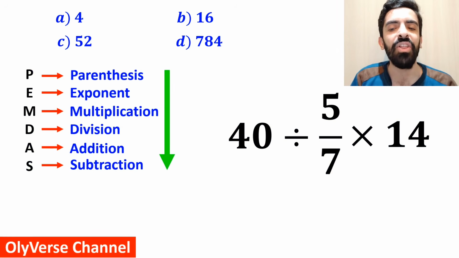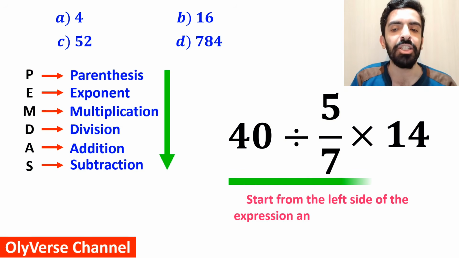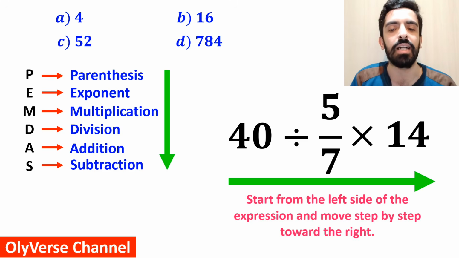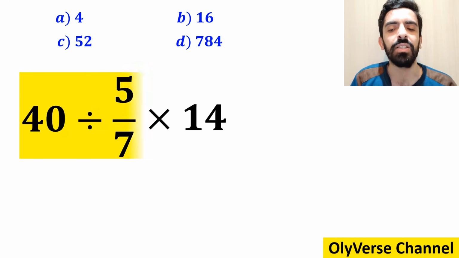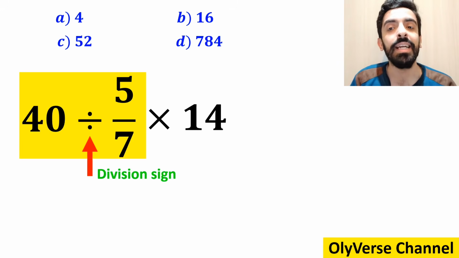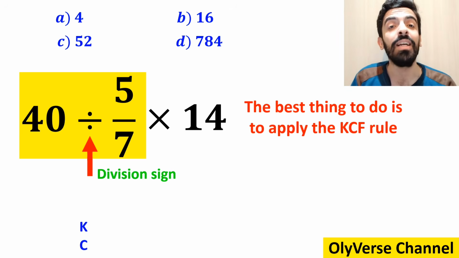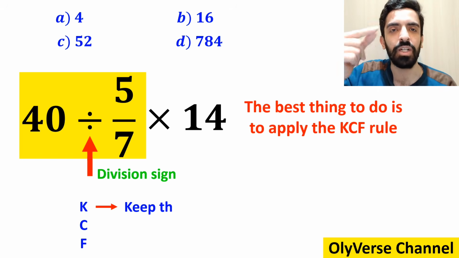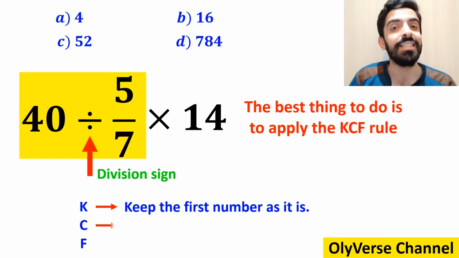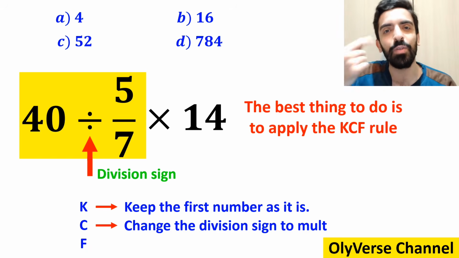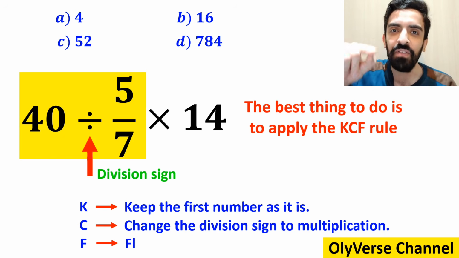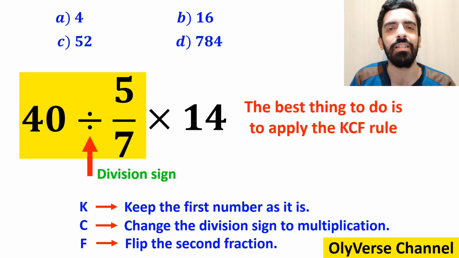In this case, the best thing to do is to start from the left side of the expression and move step by step toward the right. So, first we start with the expression 40 divided by 5 over 7. Okay, whenever we come across a division sign between two terms, the best thing to do is to apply the KCF rule. In this rule, K stands for keep the first number as it is, C stands for change the division sign to multiplication, and F stands for flip the second fraction.